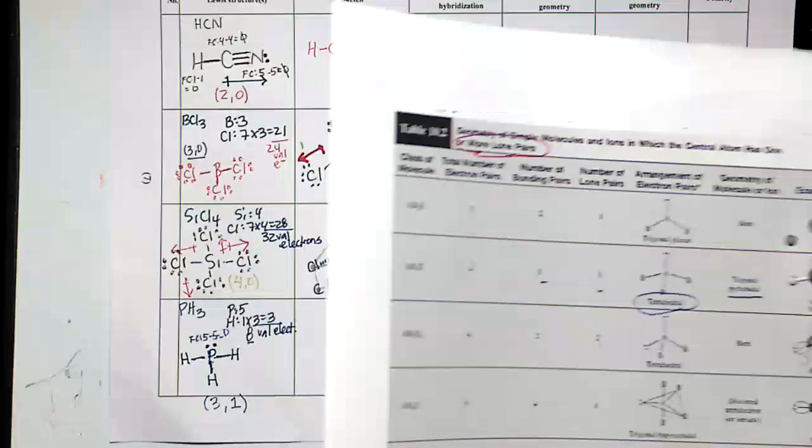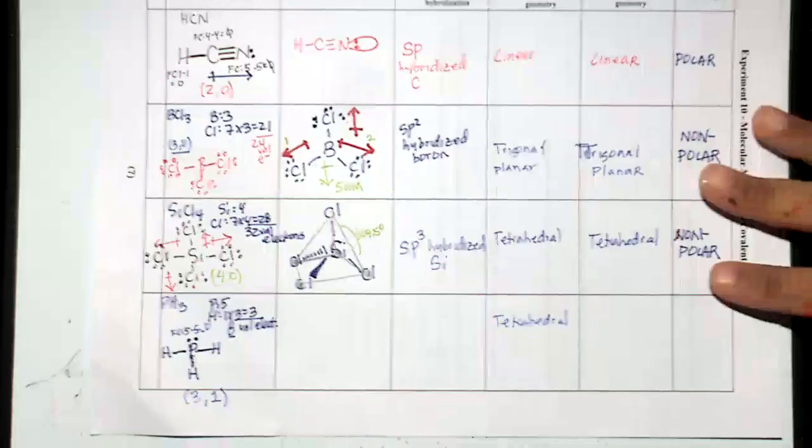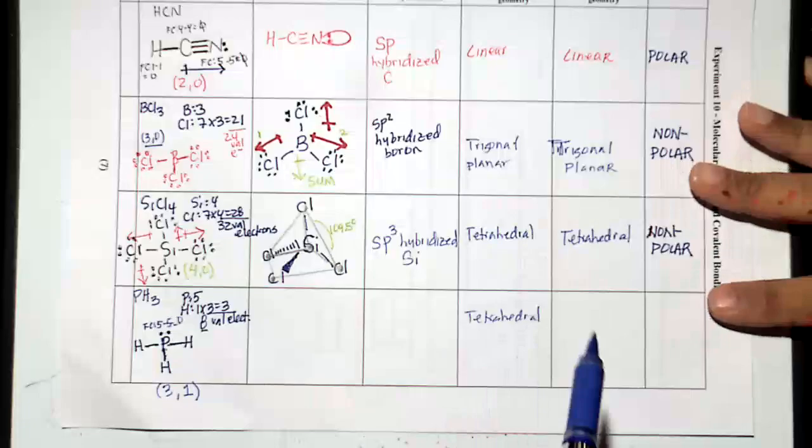The main theme here is that anytime you have a lone pair, it's going to distort the structure, the three-dimensional structure. And there you go. Good job. Trigonal pyramidal.